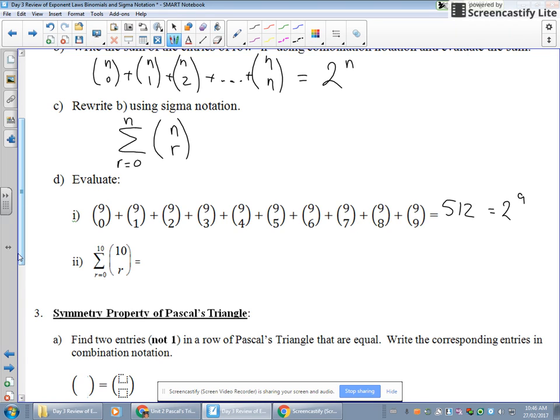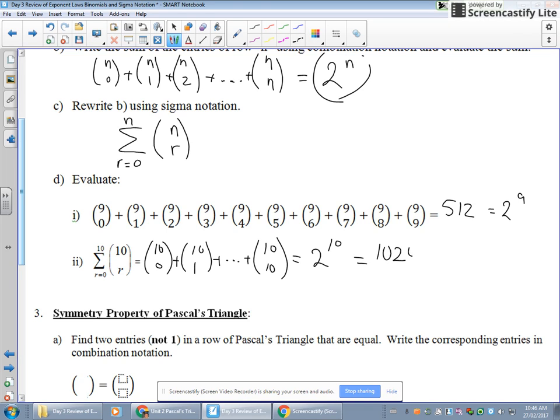And in this particular case, the summation from r equals 0 to 10 of 10 choose r, the same sort of thing. I could write all that out. That's going to be 10 choose 0 plus 10 choose 1 plus ... plus 10 choose 10. But the nice thing is, from up above here, I know that that's just going to be 2 to the power of 10. If I put that in my calculator, that gives me 1,024.